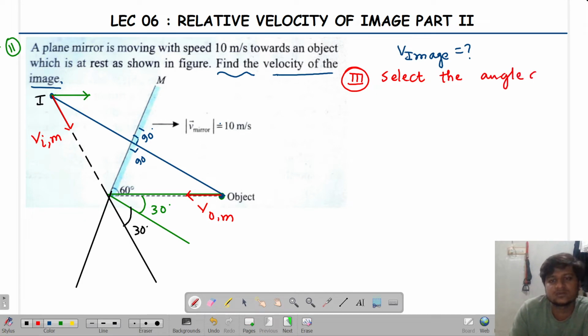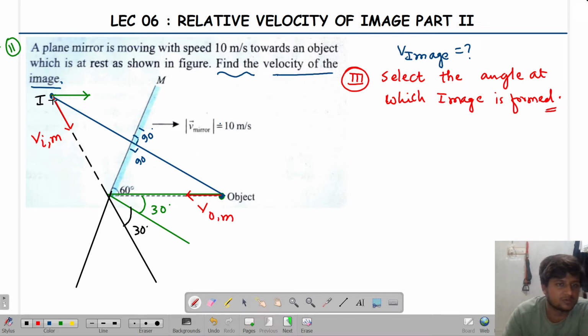at which image is formed. Got it or not? Okay, so first step was to select the angle at which image is formed. So image is formed along the normal of the object which will pass through the perpendiculars of the mirror. Okay, second, this was first.